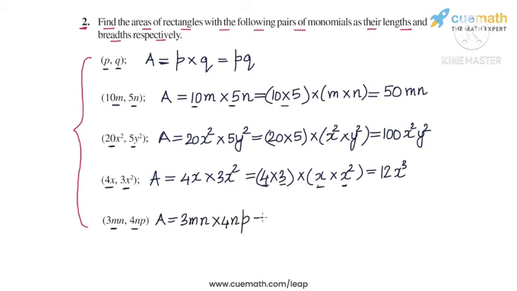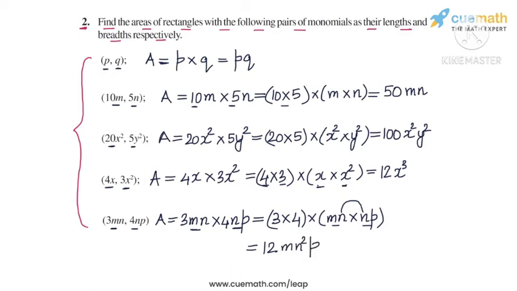4np. Now the coefficients are 3 and 4, so let's multiply them separately, 3 into 4, and the variable parts, the algebraic factors, are mn and np, so we multiply them separately, so mn into np. Now 3 into 4 is 12, so this is the coefficient in the product, and mn into np, so there are two repetitions of n, so this will become n square, so we will get mn square p as the variable part or the algebraic factor in the product.